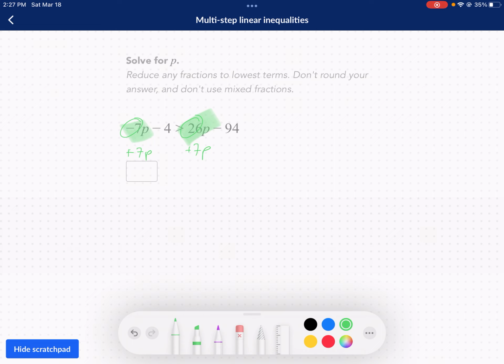So I'm going to add 7p to both sides, and I get negative 4 is greater than 33p minus 94. From here, I'm going to add 94 to both sides, and this time I get 90 is greater than 33p. I need to divide by 33 to finish this problem off, and I have 90 over 33 is greater than p. But I'm going to see if I can reduce it. They need to have a common factor. They do. I can divide by 3, and I get 30 over 11. Those don't have any more common factors, so 30 over 11 is greater than p.